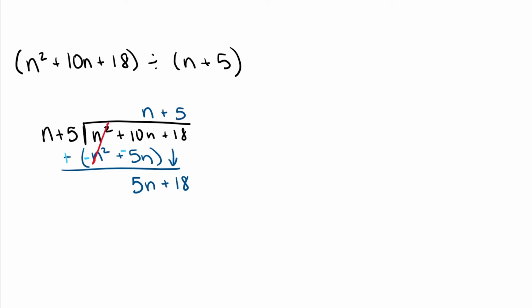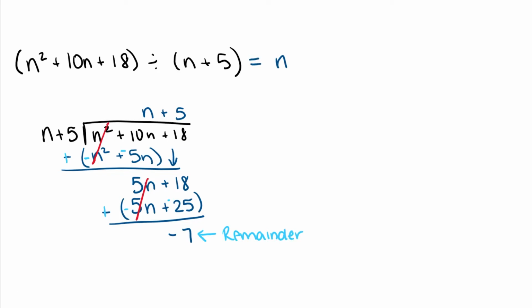N goes into 5n 5 times, or n times 5 gives us 5n. We'll multiply 5 by our n plus 5, subtract down, or change all of our signs and add, and we're left with negative 7. This is our remainder. And our final answer becomes n plus 5 minus 7 over n plus 5.